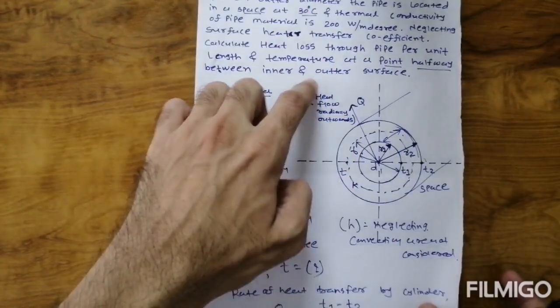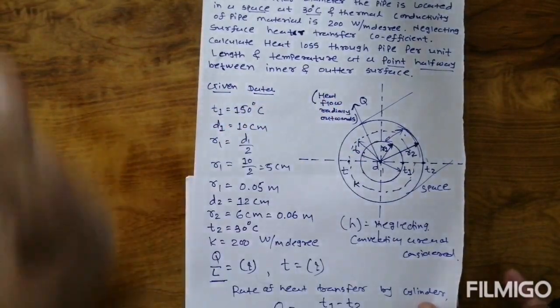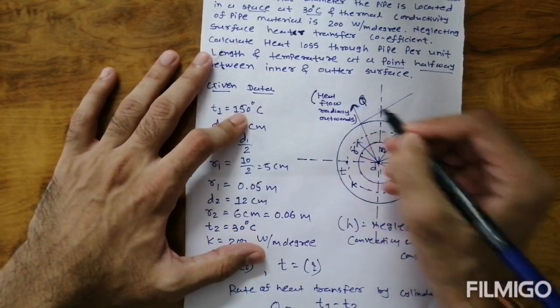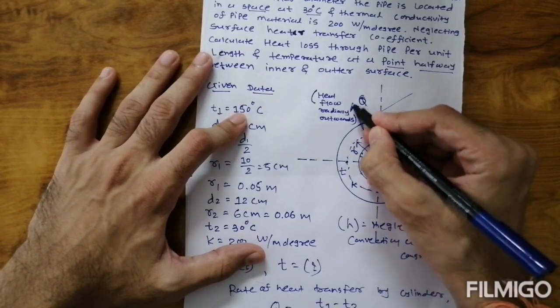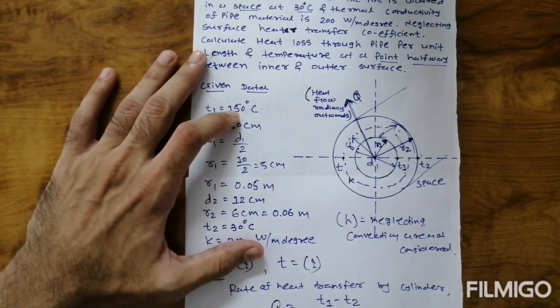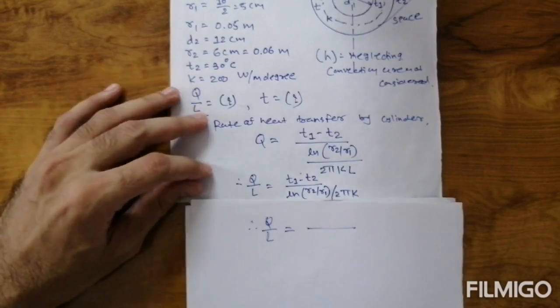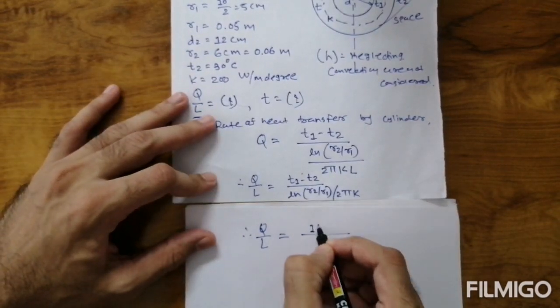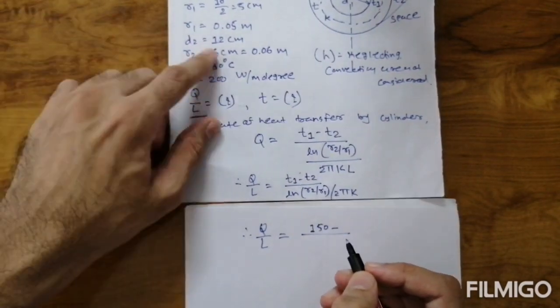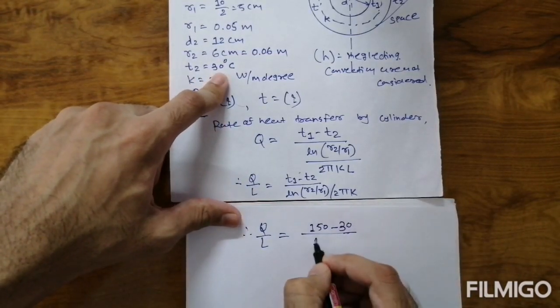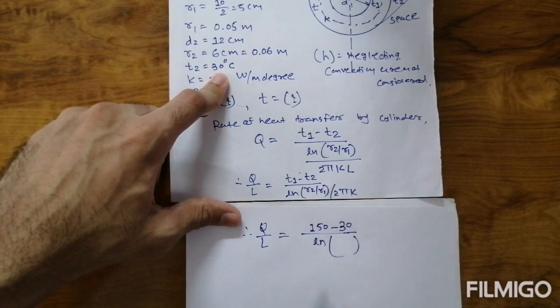So we can say that heat flows radially outward. You can see here, I am just mentioning that this is your Q. It will be transferred from inside to outside radially. Okay. So now what will be our T1? T1 is equal to, we just consider, 150 here, and T2 is equal to 30 degrees Celsius, so 30 is there. Then ln R2 by R1.